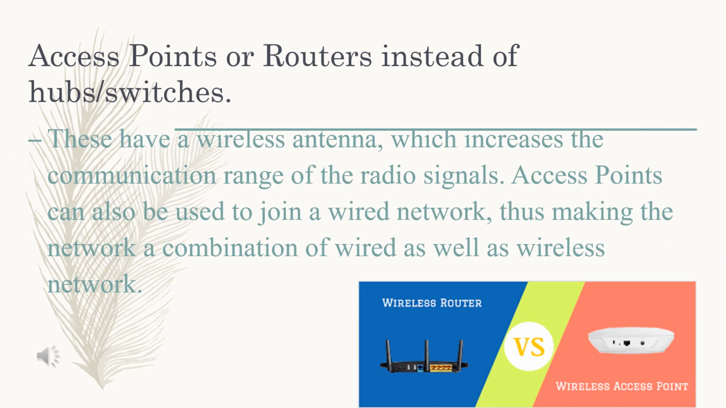Access points or routers are used instead of hubs or switches. These have a wireless antenna which increases the communication range of the radio signals. Access points can also be used to join a wired network, thus making the network a combination of wired as well as wireless network.